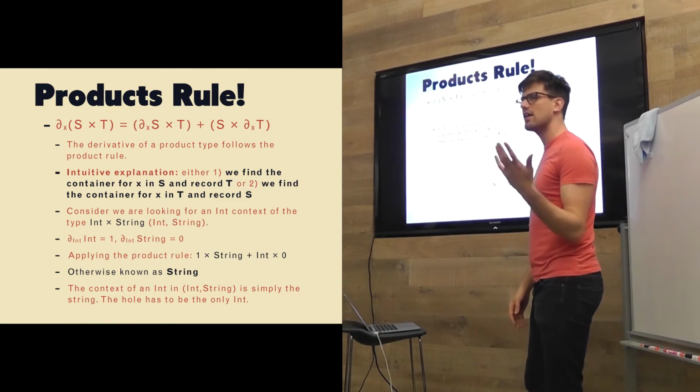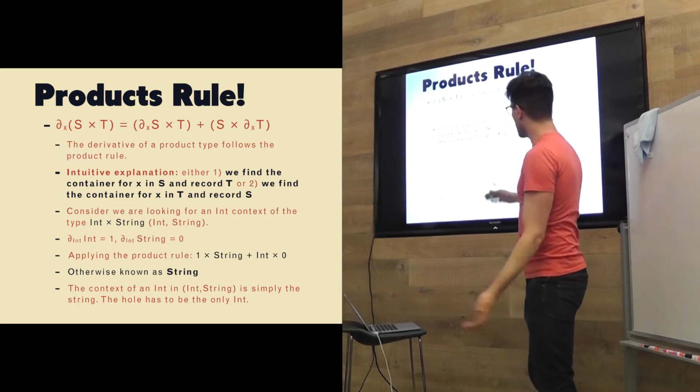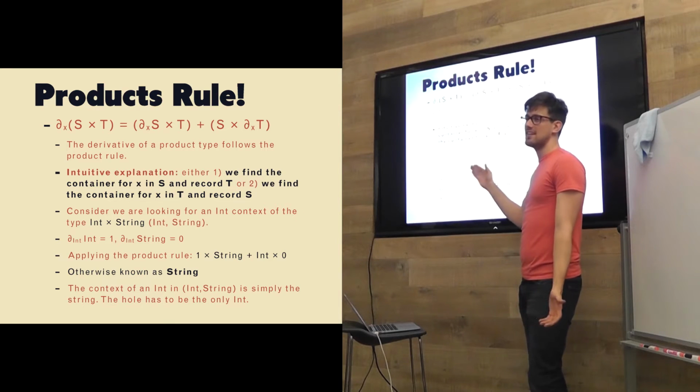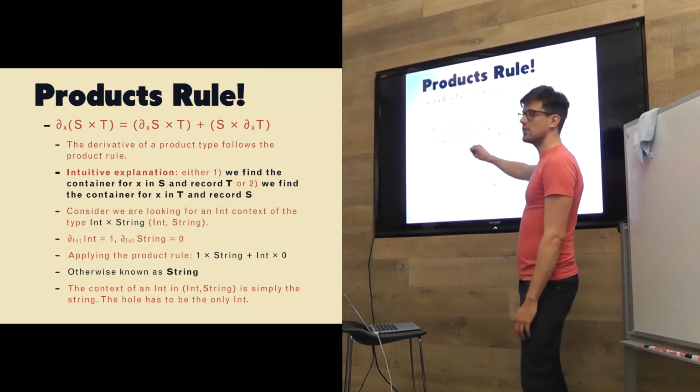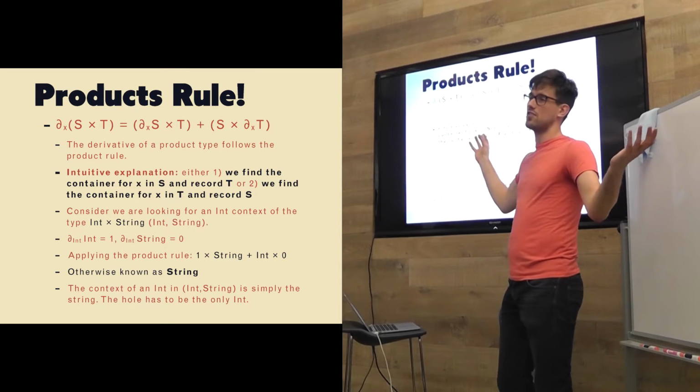And you say, well, why is that the context? Well, if I'm taking out an int, there's only one place I can take it out. So to put a hole here, all I need to do is record the other string, because there's only one place the hole can be.